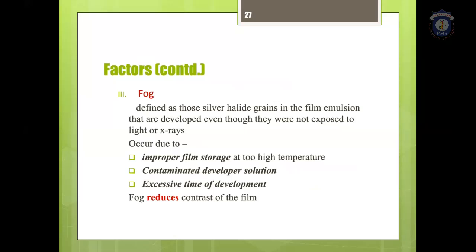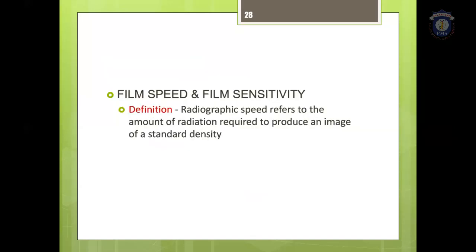Third one, fog. Fog is defined as those silver halide grains in the film emulsion that are developed even though they were not exposed to light or X-rays. Why does fog occur? It is due to improper film storage at too high temperature, contaminated developer solution, or excessive time of development. Finally, the fog will reduce contrast of the film.